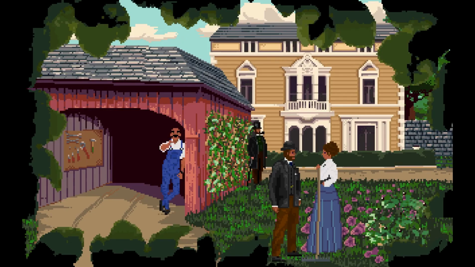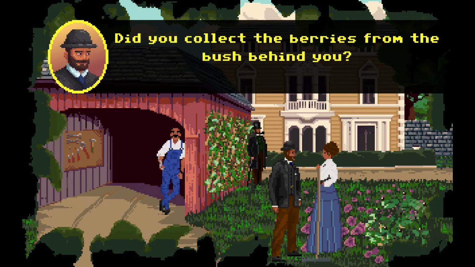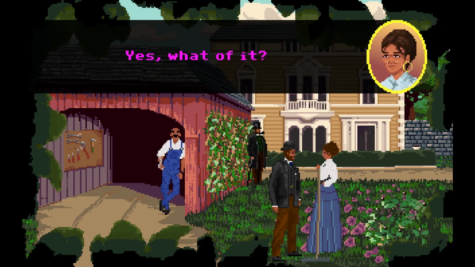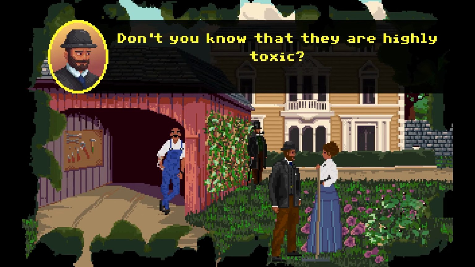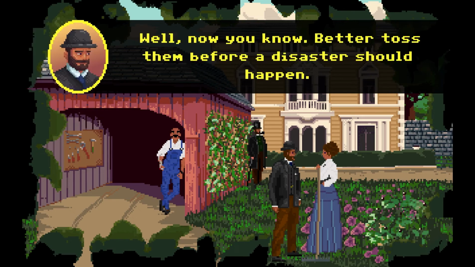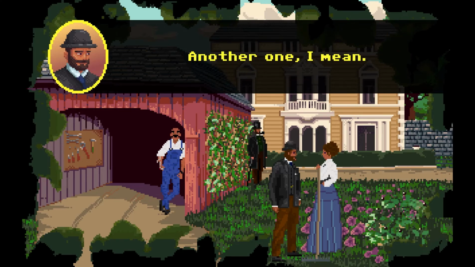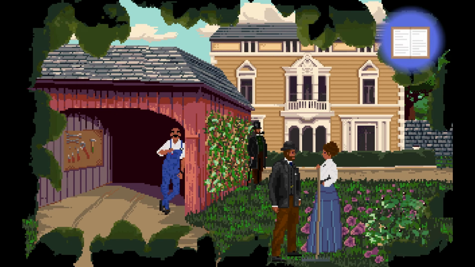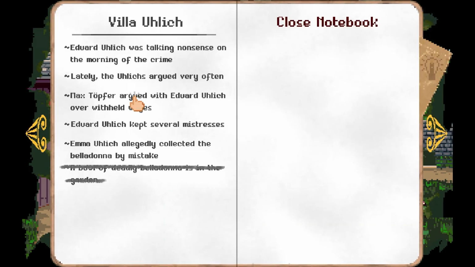Okay. Haben Sie die Beeren von dem Busch hinter Ihnen gesammelt? Ja, was ist damit? Wissen Sie denn nicht, dass Sie hochgiftig sind? Ist dem so? Ich hatte ja keine Ahnung. Nun, jetzt wissen Sie es ja. Werfen Sie sie lieber weg, bevor noch ein Unglück geschieht. Noch eines, meine ich. I don't believe her. My goodness, really? They're poisonous? I would never know. Well, then why have you just put them in a bowl? Like, was she gonna eat them? I don't know. I doubt it.